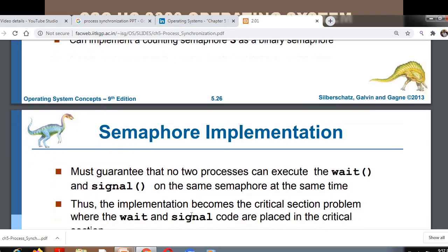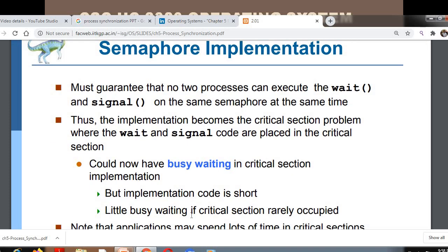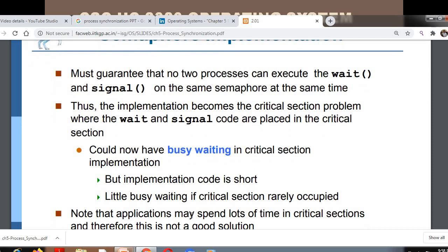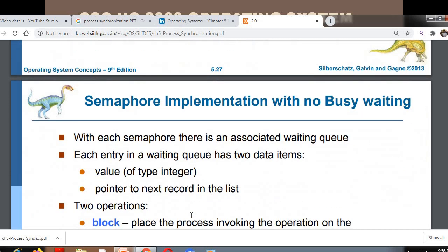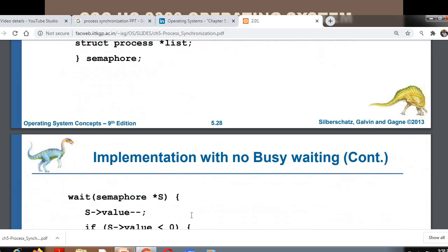In the semaphore implementation, we must guarantee that no two processes can execute wait and signal on the same semaphore at the same time. Thus the implementation becomes a critical section problem, where wait and signal code are placed in the critical section. We now have busy waiting in the critical section implementation.